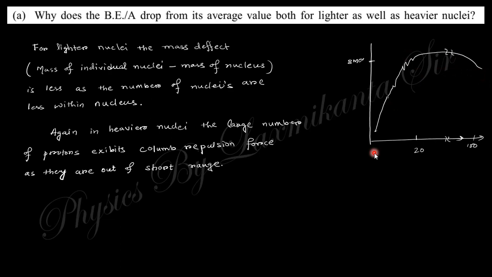Fall, that means binding energy is less. That means you can easily separate out the constituents with a low amount of energy, right? I think you are clear about all these things, and you need to write it down in an easy manner.